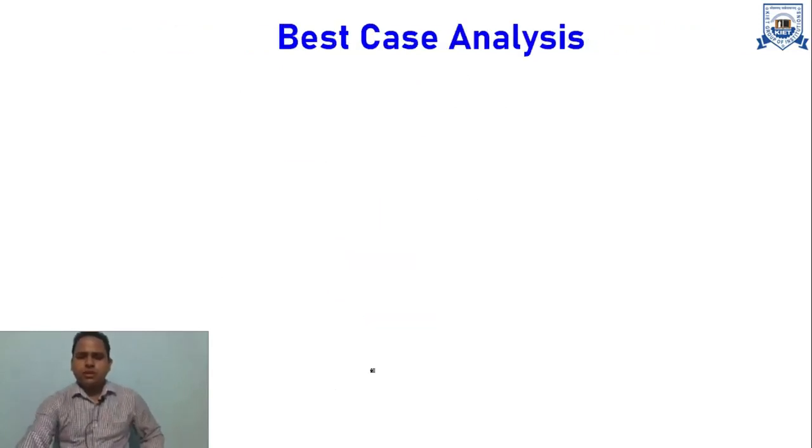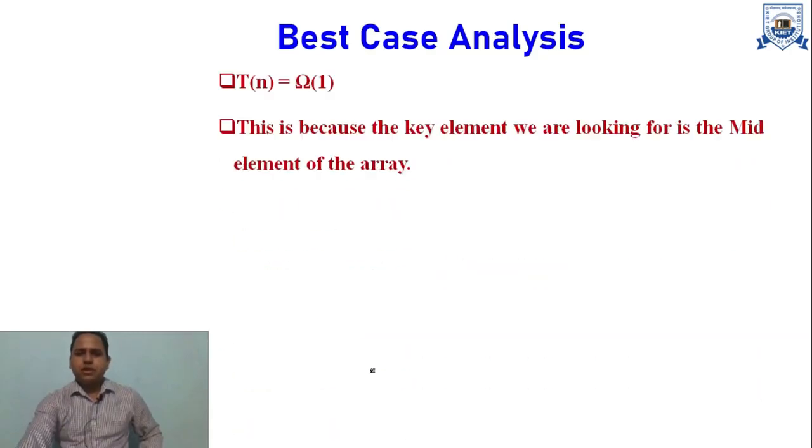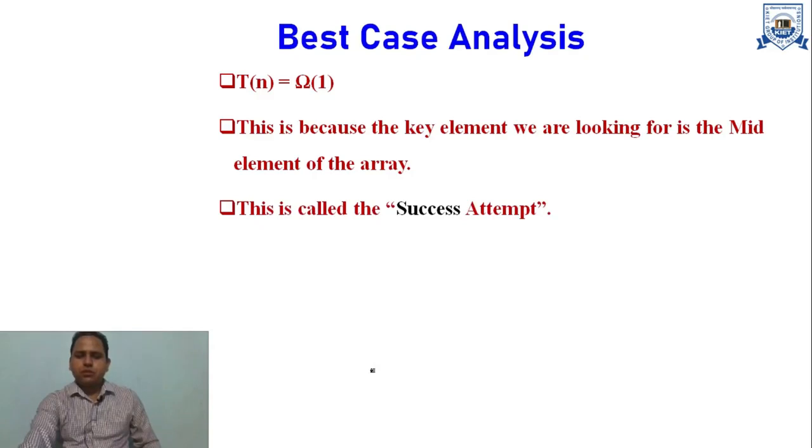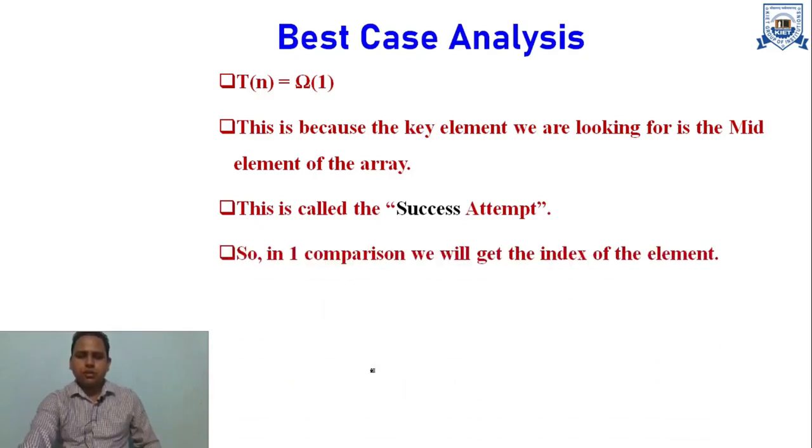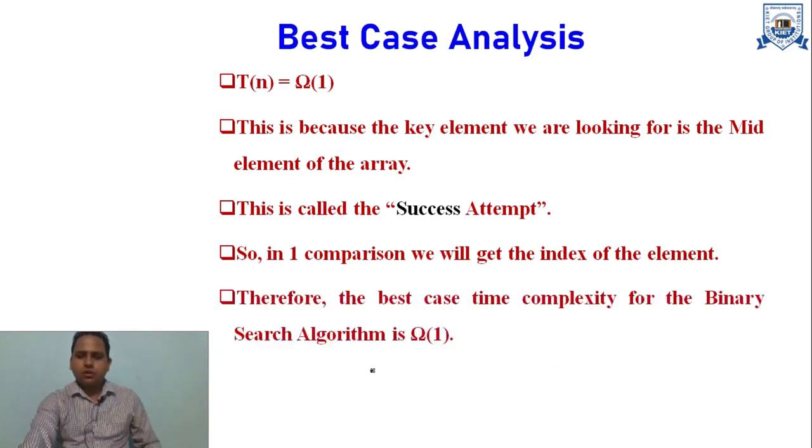Now let's move to the best case. The best case is when we find the mid, and mid is our desired element. So this is called the best case analysis. If the element we are looking for is found in the first comparison itself, we call it a successful attempt. In one comparison we can find the index of that element with the help of the mid value. So the best case is omega of 1.